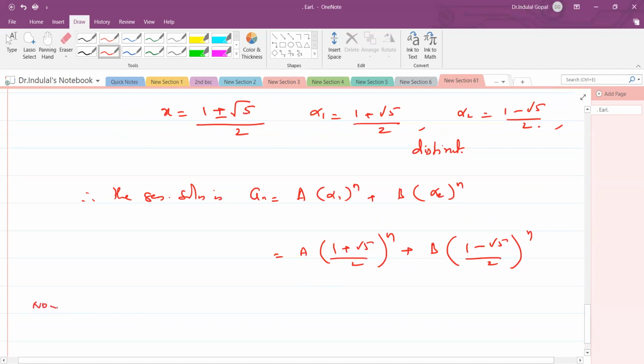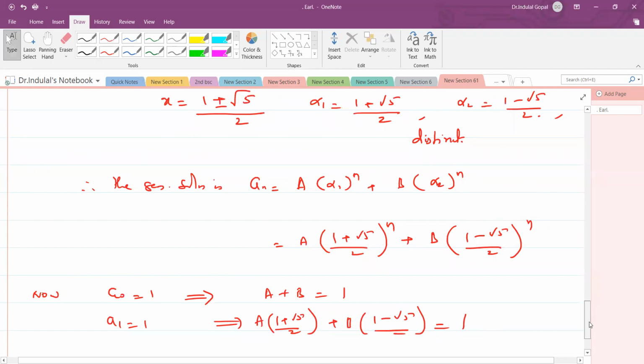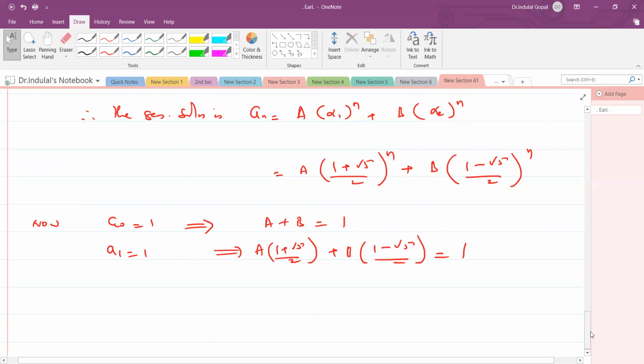Now, what are the initial conditions? a_0 equal to 1 implies A plus B equal to 1. a_1 equal to 1 implies A into (1 plus root 5 by 2) plus B into (1 minus root 5 by 2) is equal to 1. We call these equations 2 and 3. We solve these two equations for A and B.